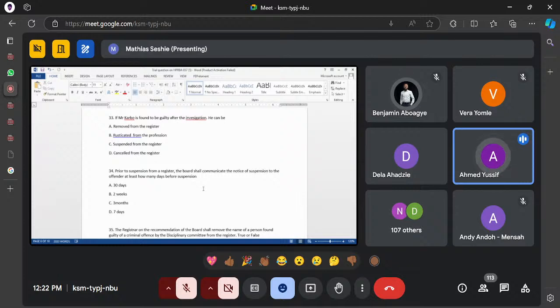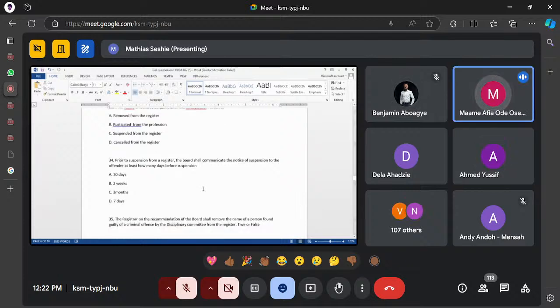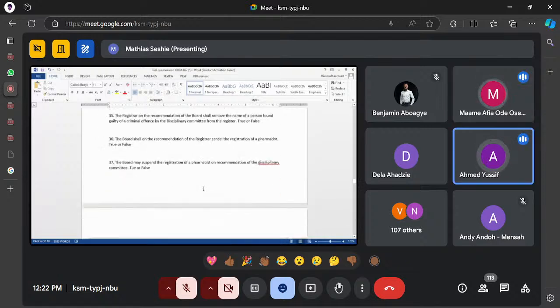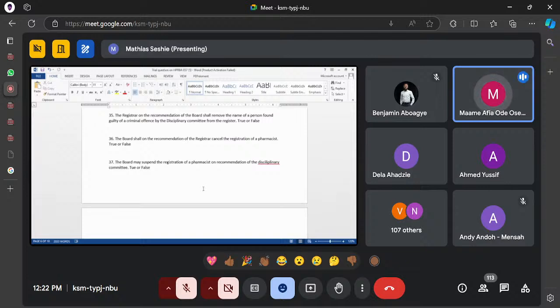Okay, let's move on. Please, I have a question. Okay, go ahead. How do you tell the difference between cancellation and removal in terms of being found guilty or being convicted? Under the removal, they say once you have been found guilty of professional misconduct by the disciplinary committee, and under the cancellation, they say if one is convicted of an offense under this part. So how do you determine if it's supposed to be removal or cancellation?